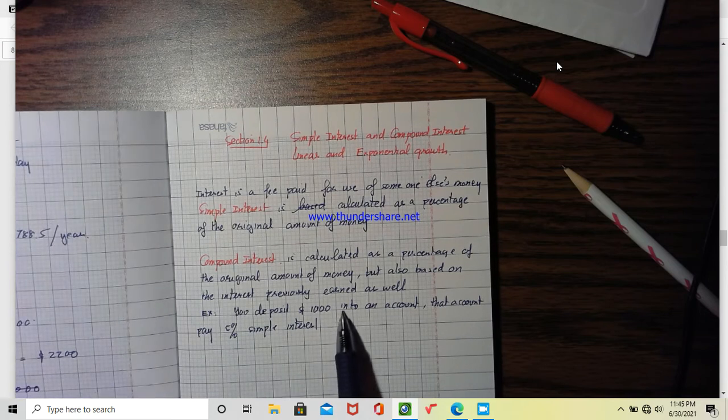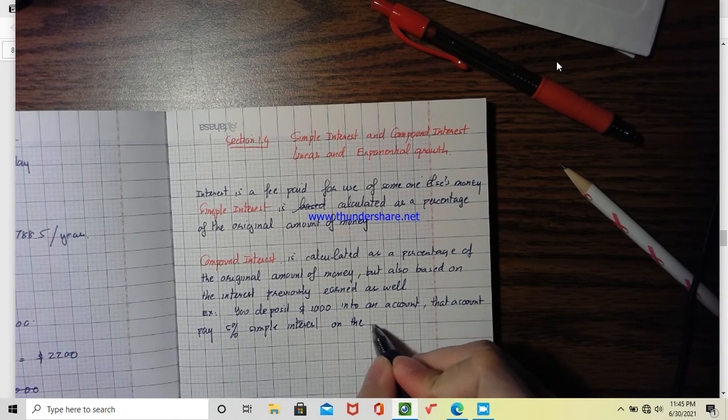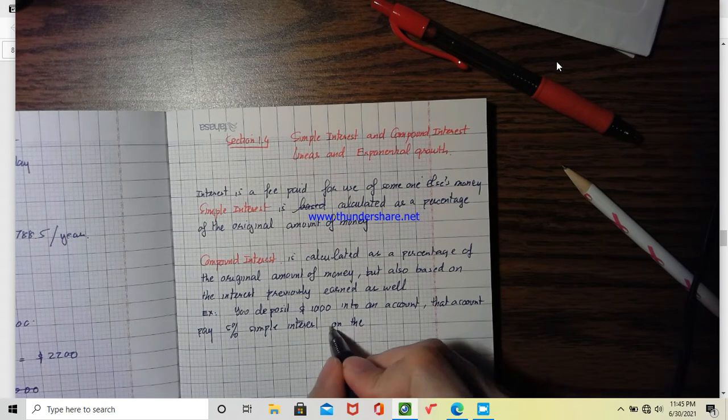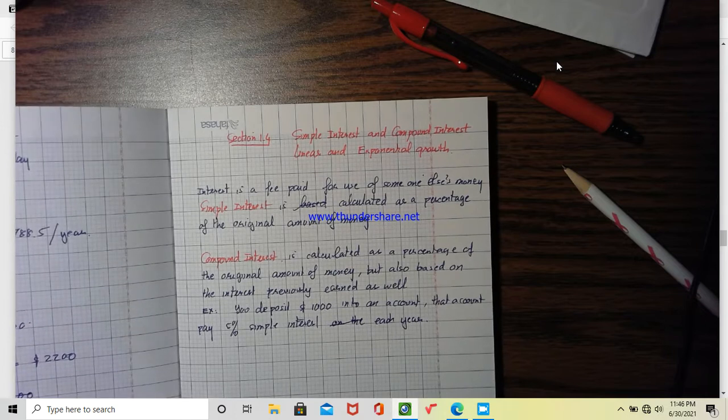So you deposit $1,000 into the account. The account pays 5% simple interest on the first year. 5% is each year. Okay. All right, so what does it mean? It means that every year after the first year, how much will you have in the account?